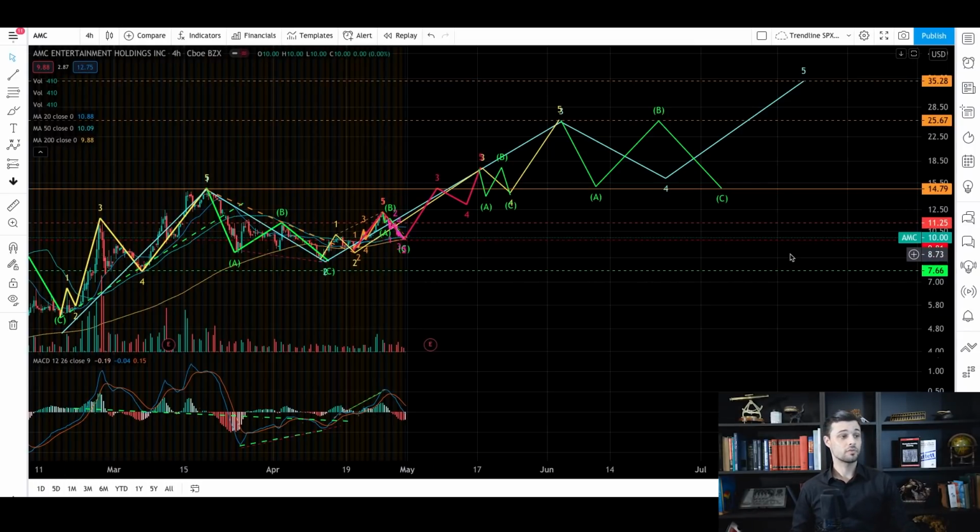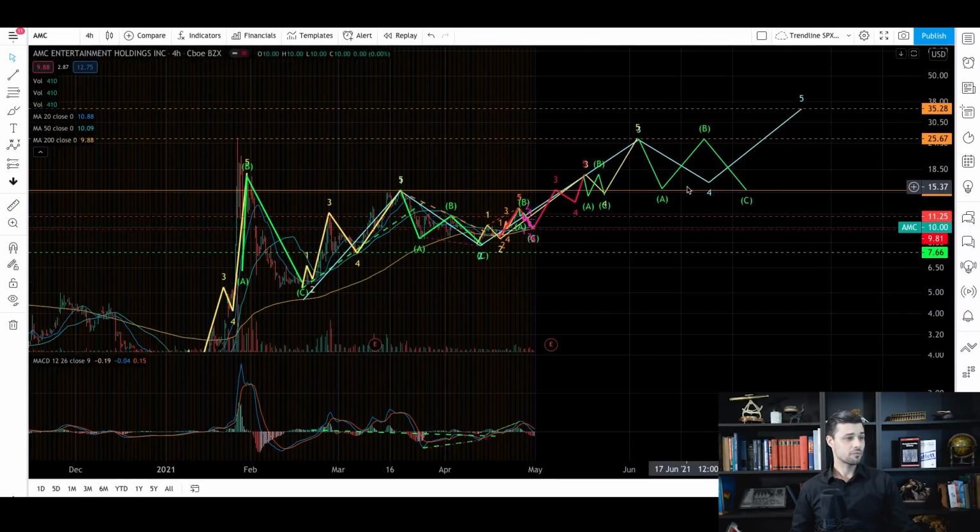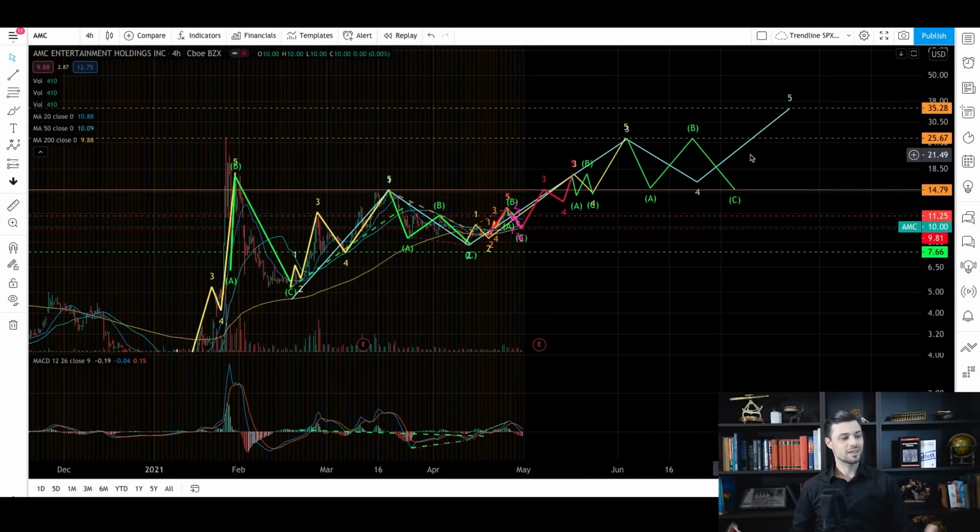It will depend on the COVID crisis, on the vaccines, if people still want to go to cinema, all this stuff. But for now, we are developing in this 5 waves move. And for me, the target of this first cycle is 35. All right. Now, the reason I'm bullish, I gave you the technical reasons already. You have some bullish divergences. You have all the indicators, except for the volume, pointing towards the same direction, which is bullish.